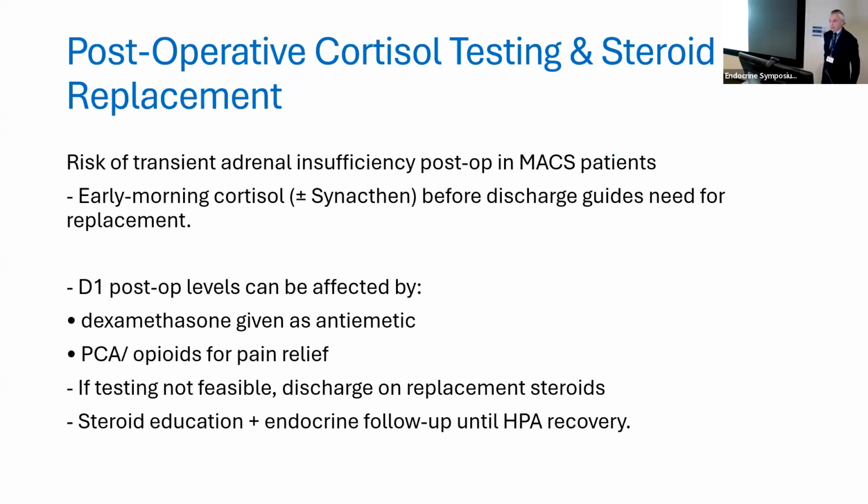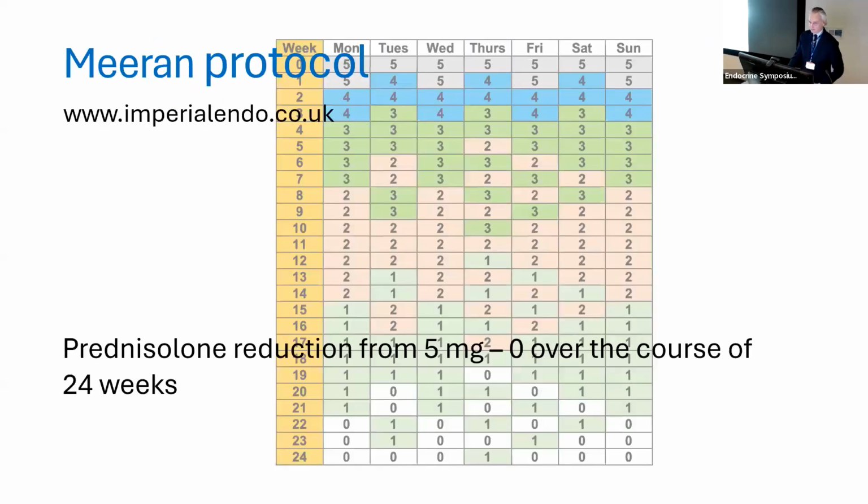It is important to counsel patients about postoperative adrenal insufficiency, because there's a risk of transient adrenal insufficiency in MACS patients. So we tend to assess an early morning cortisol on day 1, because patients usually stay for at least 1 day after their adrenalectomy. And if there's doubt, patients are discharged on steroids. The day 1 cortisol is often difficult to interpret because patients are given dexamethasone as an antiemetic, or they're on PCA and opioids for pain relief, which can give rise to falsely low cortisol. They need to stay under endocrine follow-up until the HPA axis has fully recovered.